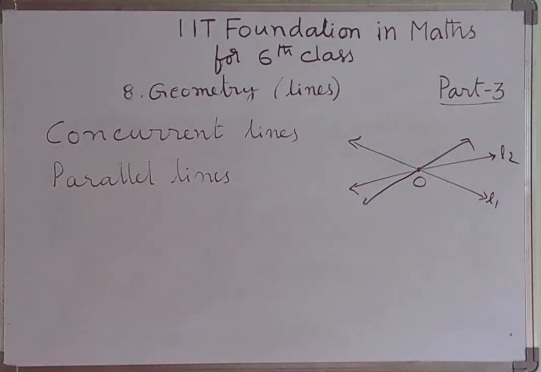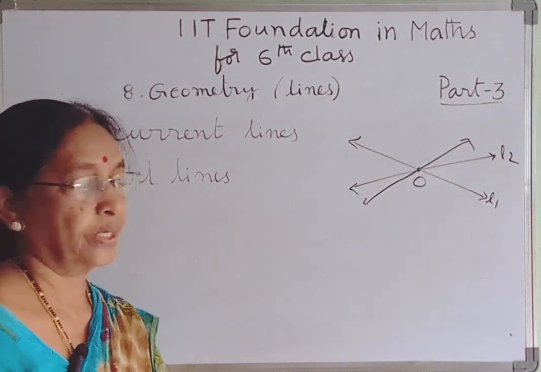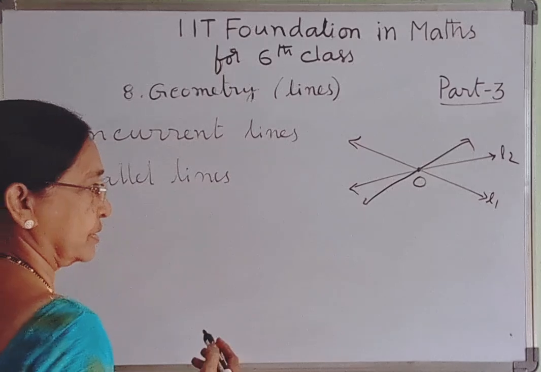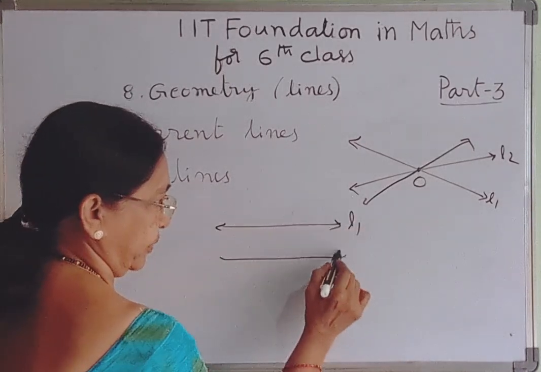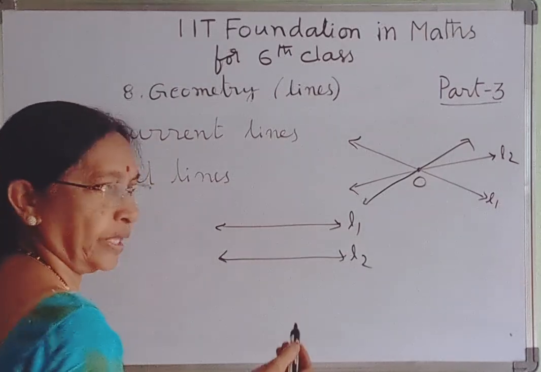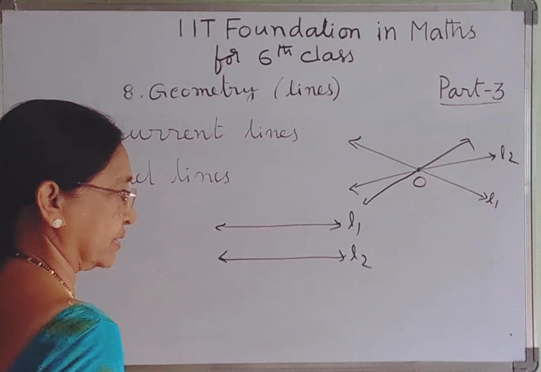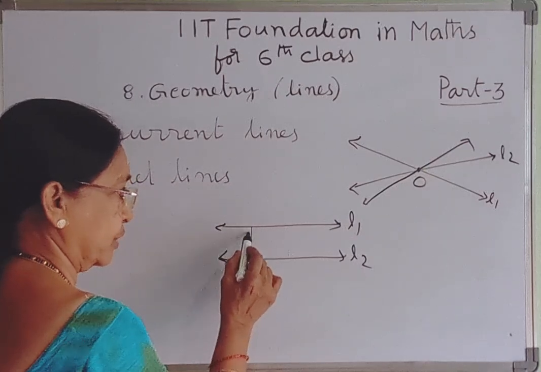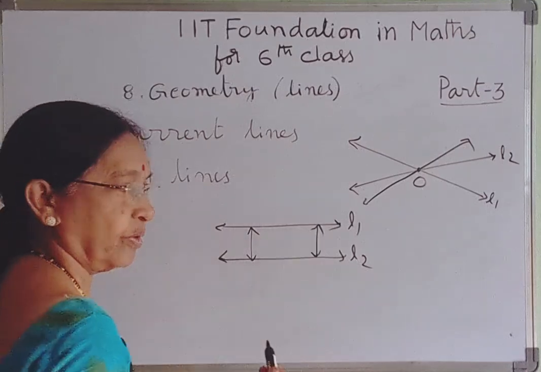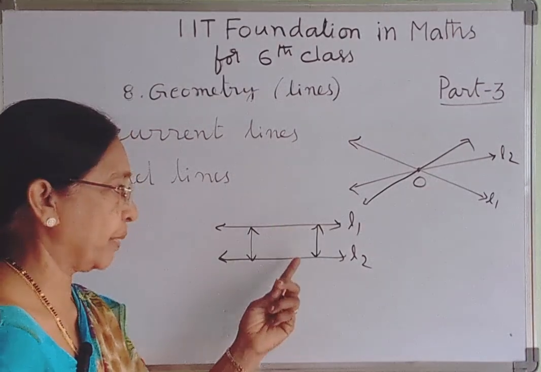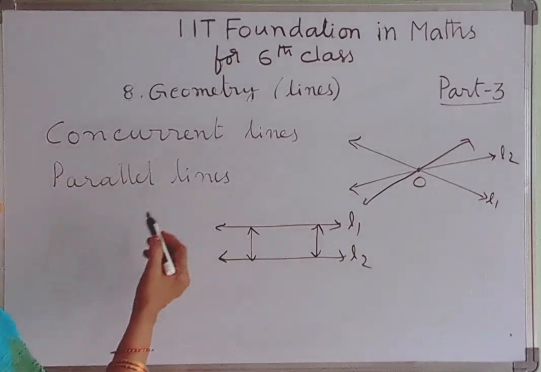Next, parallel lines. Two coplanar lines which are not meeting at any point are called parallel lines. Suppose L1 is a line and L2 is another line. They are never meeting at any point. Then these two are called parallel lines. The distance between any two parallel lines is constant everywhere, or the perpendicular distance between two parallel lines at any point is the same. So they are called parallel lines.